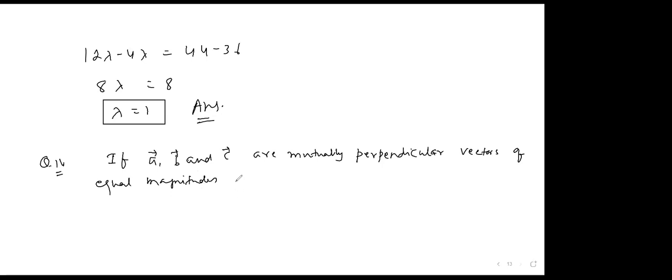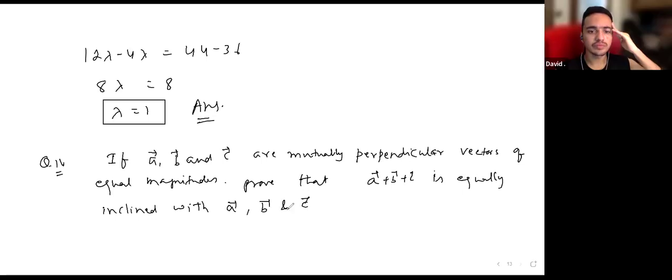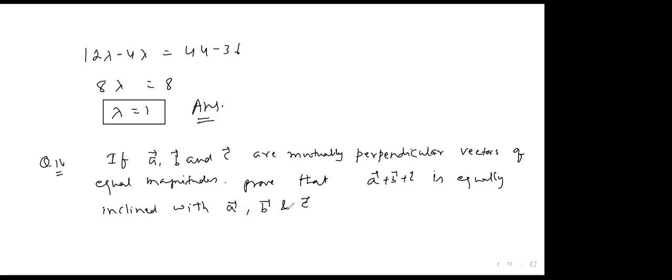Prove that A plus B plus C is equally inclined with vector A, vector B and vector C. This is the question, right? Yes, sir. Again, I'll give you 3 minutes time. I'll make you understand how to do.